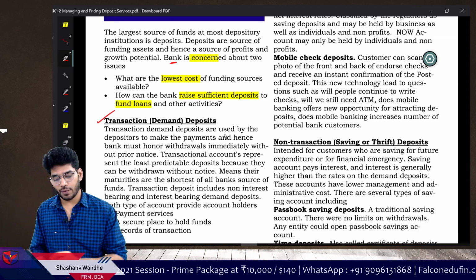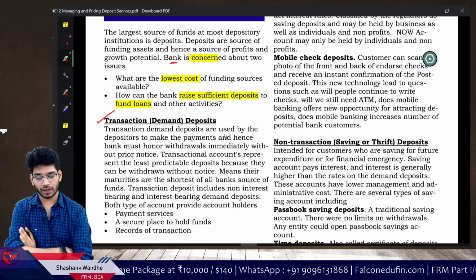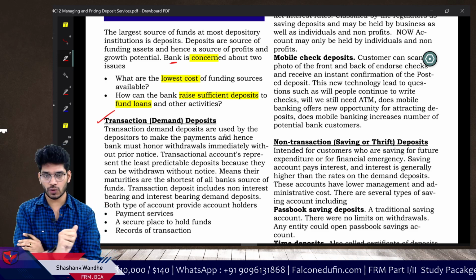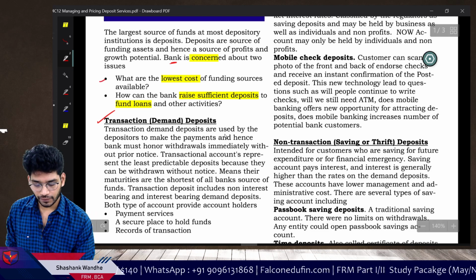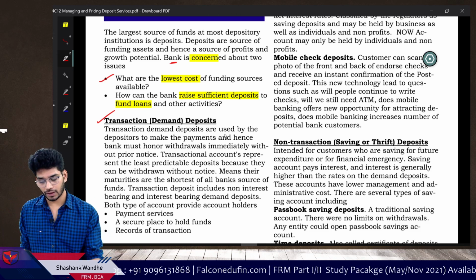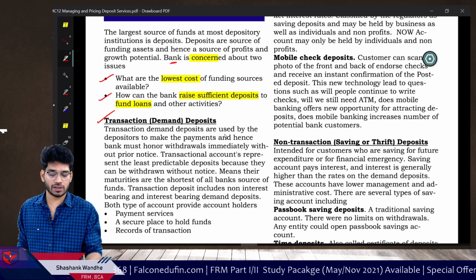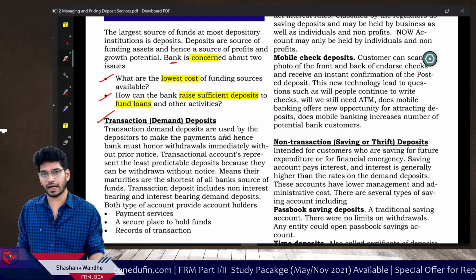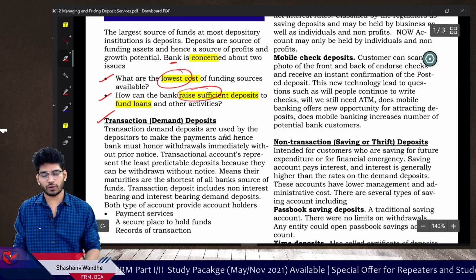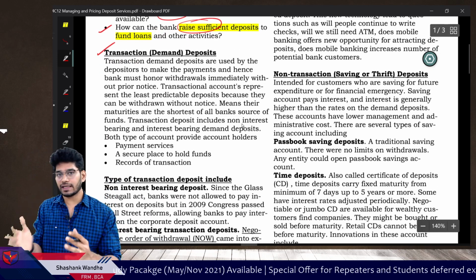Now, first we will start with the concerns. There are two primary concerns for the banks when they are considering deposit services as a source of funding. The first is what are the lowest cost funding sources available? And the second concern is how can the bank raise sufficient deposits to fund the loans and the other activities? Definitely, these are the two concerns, very basic, nothing to explain here. Now, what are these sources? So first we will study the sources.